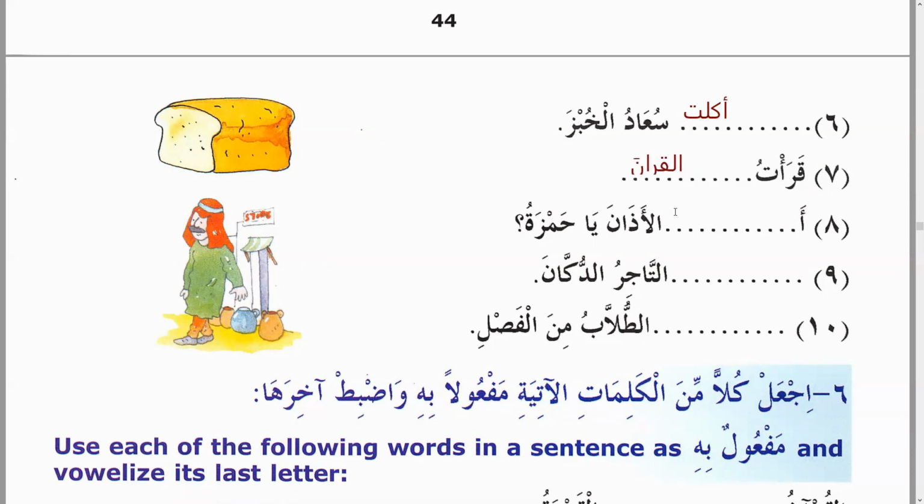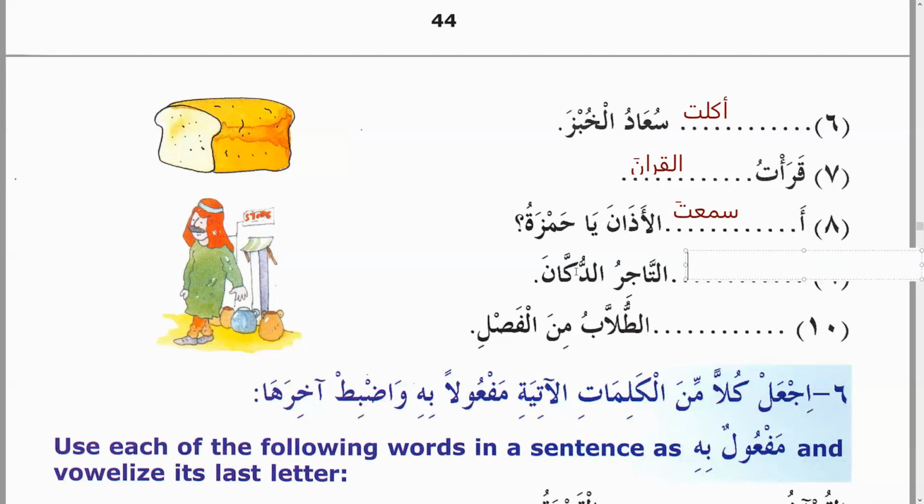Hal sami'ta al-adhan ya Hamza? Did you hear the azan? Ya Hamza. Sami'a. Yes, but we are speaking to someone, Hamza. So we will change the verb accordingly. So it should be, did you hear? Sami'ata. Yes. Because we are speaking to a masculine person, right? We have to say, Sami'ata al-adhan ya Hamza. Did you hear the adhan? If I say Sami'a al-adhana, did he hear the adhan? But I want to say, did you hear?